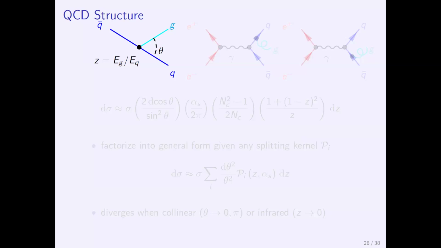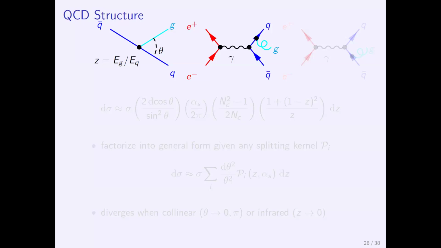So we can think of a process where we have e+ e- going to q q-bar. And we can think, well, what happens if we have an additional gluon? So we can say, well, let's define what our coordinates for this are. So in this case, we have e+ e- going to q q-bar, and we're throwing in an extra gluon. We can say, okay, let's go into the center of mass frame for the q q-bar system. We define this angle theta that the gluon makes between this. And so then we can say that this gluon has this momentum fraction z, or energy fraction z, which is the energy of the gluon over the energy of, for example, the quark.